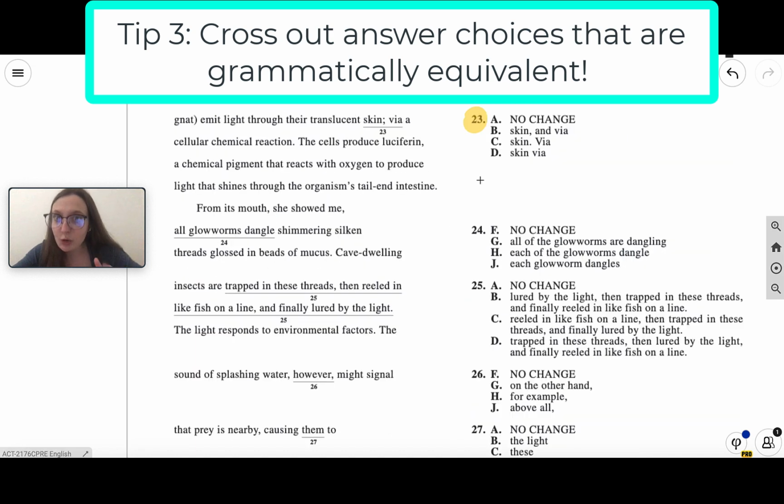And many times you can even get really lucky. Like if you look at question 23 from this ACT, we can see the choices A, B, and C are all the same. A has a semicolon, B has a comma FANBOYS, and C has a period. So automatically for this question, the answer has to be D. And yes, these types of questions come up all the time.